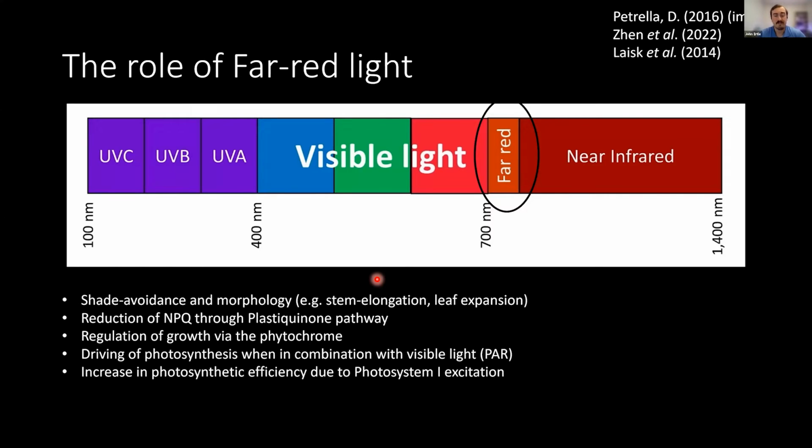And we also see in many species that there's an increase in photosynthetic efficiency when far red light is present due to driving of that photosystem 1. We commonly think of photosystem 2 as the primary driver of photosynthesis, but excitation of photosystem 1 is a major component, and far red is very adept at driving photosystem 1 to be more productive and efficient.